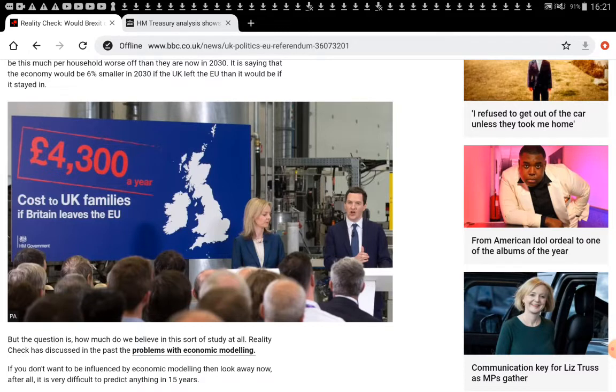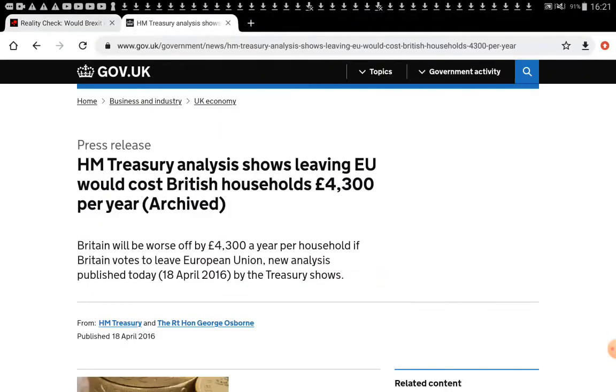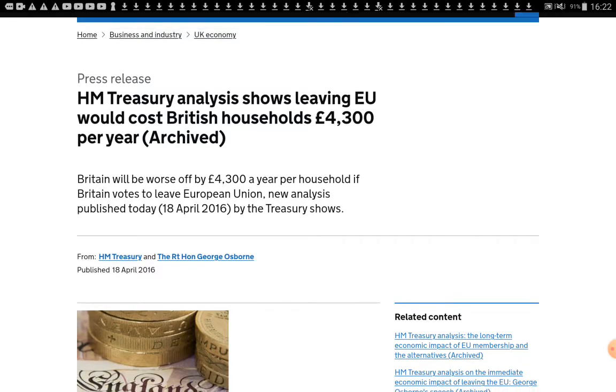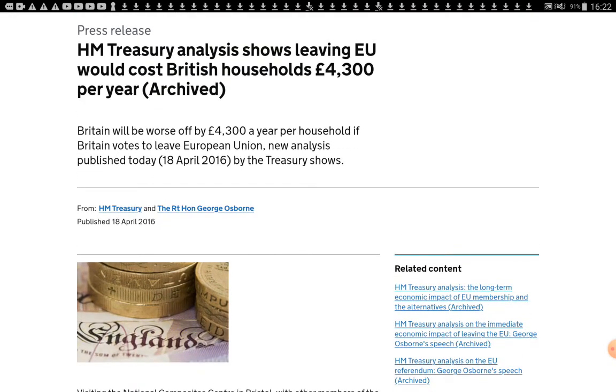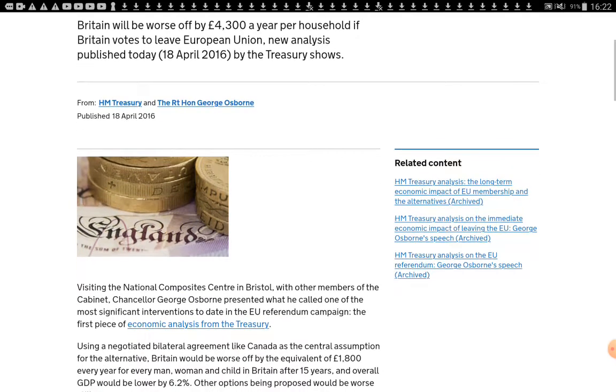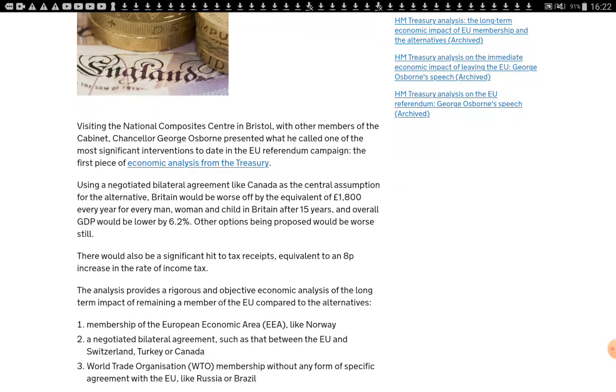It's also worth bearing in mind that economic forecasting does have a pretty bad record. So, with them being so strong in their description of this, like if we go back here again where it says Britain will be worse off, it's absolute nonsense. You cannot say that Britain will be worse off by a particular figure in the future, and I'd be amazed if these people didn't know that in reality.